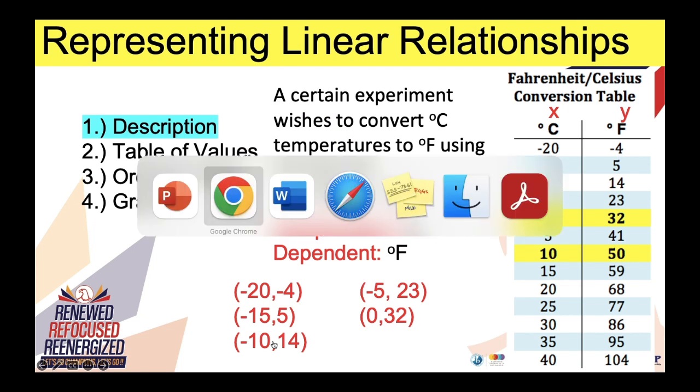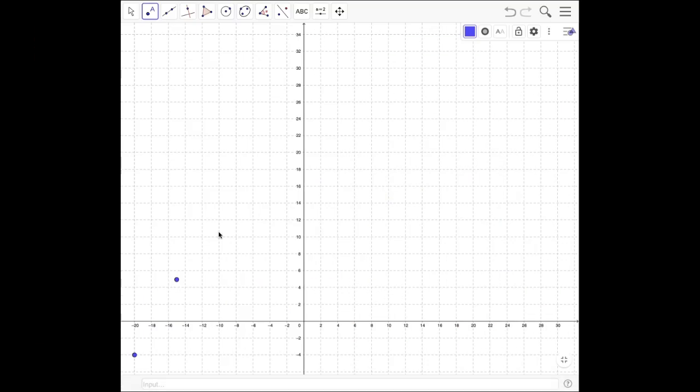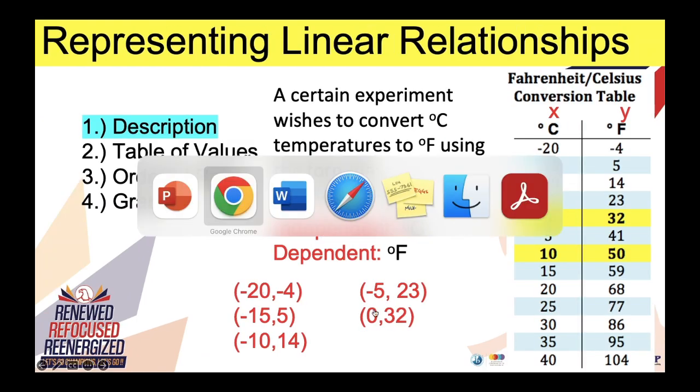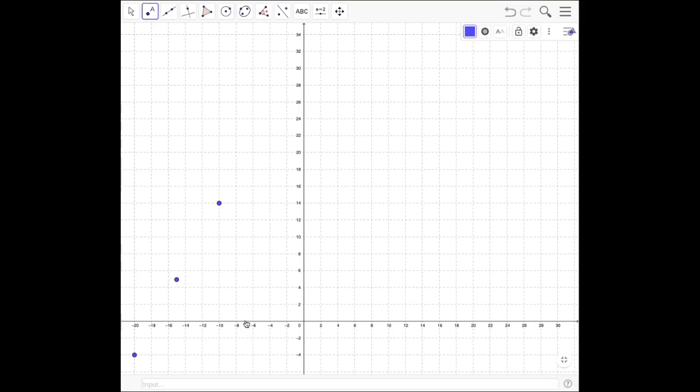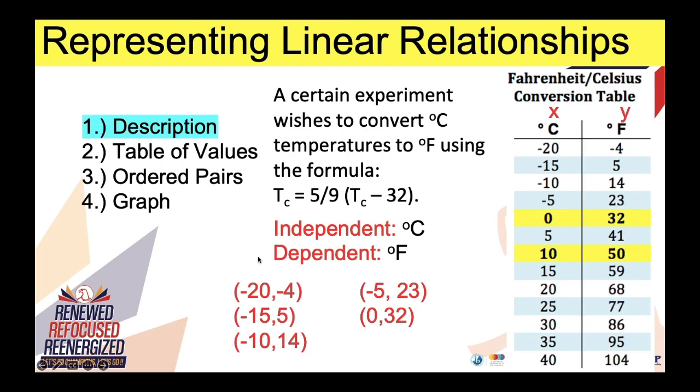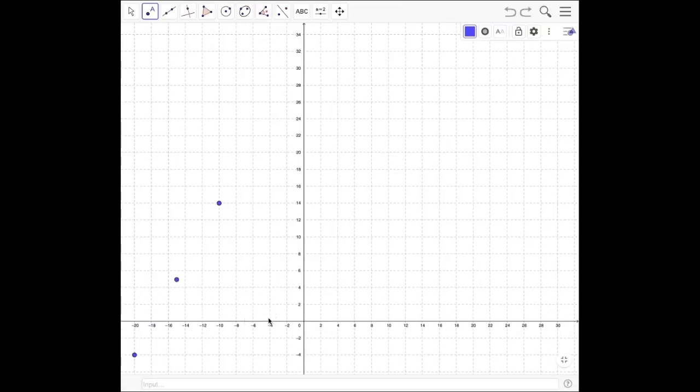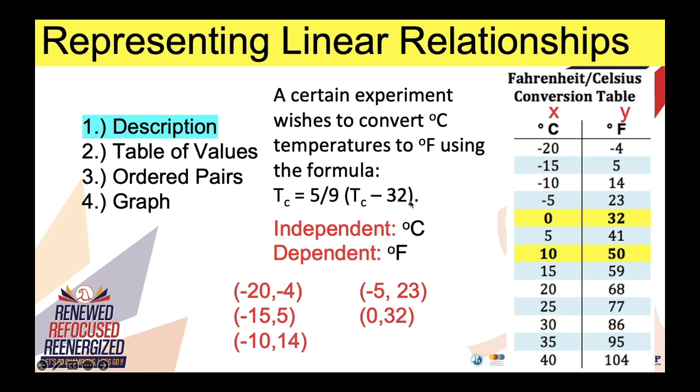Next, negative 10, 14. Negative 10, and this is 14. Next, negative 5, 23. Negative 5 is between negative 4 and negative 6. Then you have 23 between 22 and 24. Wait, let me just delete this. It should be quite accurate. So negative 5, 23. It should be somewhere here in between. And then you have 0, 32.